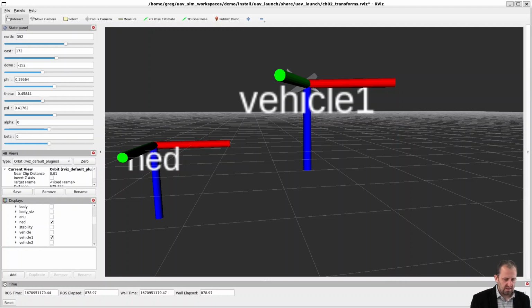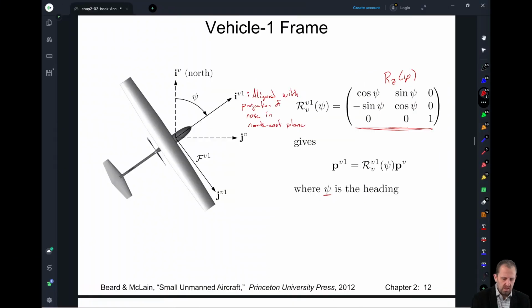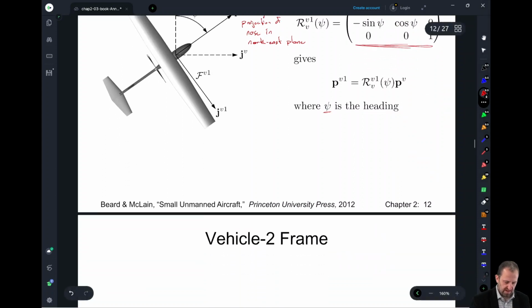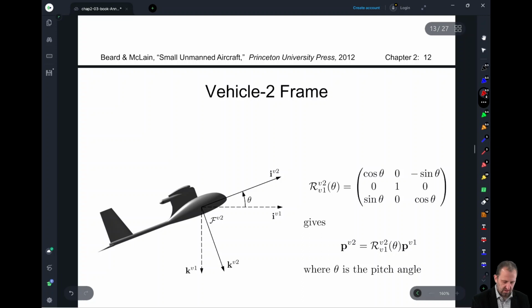Okay, so that's our first rotation. Then we're going to jump into the second rotation. We're going to define this angle theta, and we're going to rotate about the y-axis. We're going to take the I vector and align it with the nose of our aircraft.